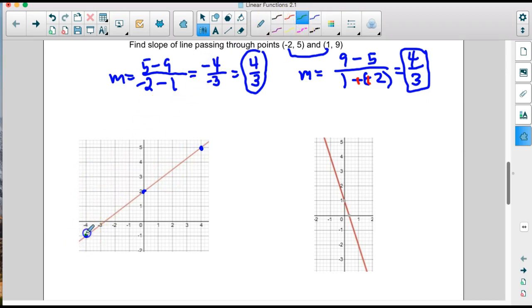So rising here, we go up 1, 2, 3, so the rise is 3. We go to the right 1, 2, 3, 4, so my slope here is 3 over 4, rise over run.